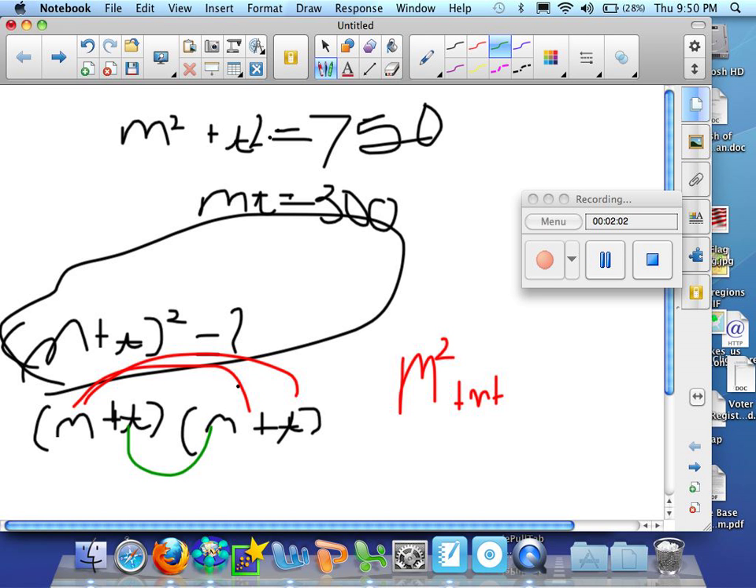plus mt again. My husband always thinks it's funny when there's a bank, like an M&T bank, and he's like, why would you want to put your money in an M&T bank? Anyway, I think it's funny.